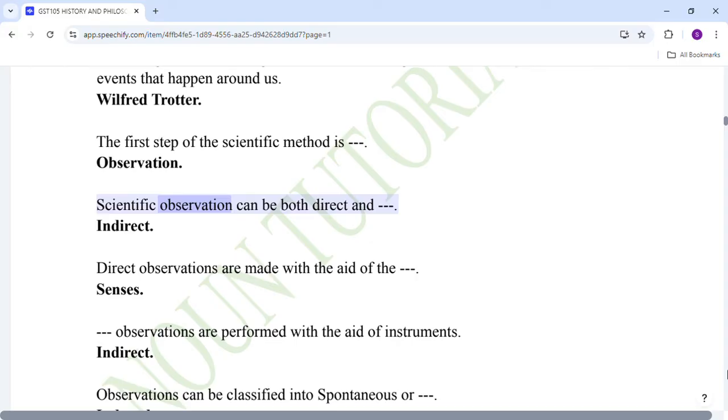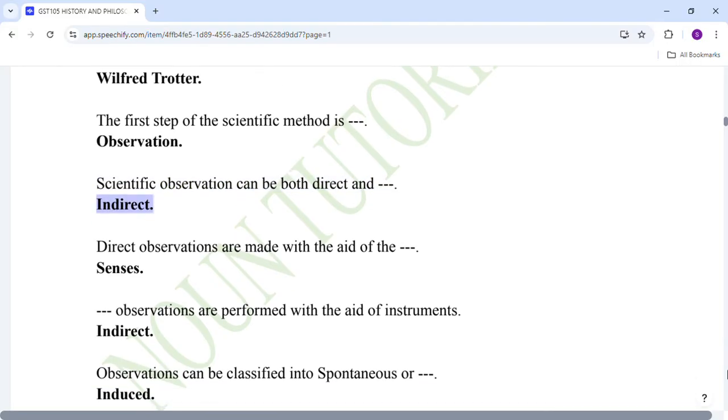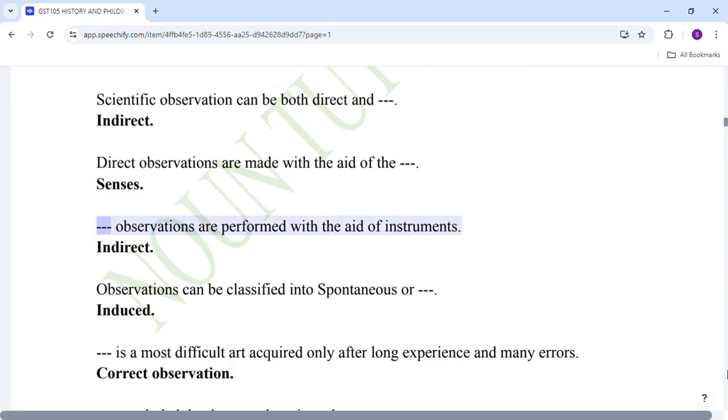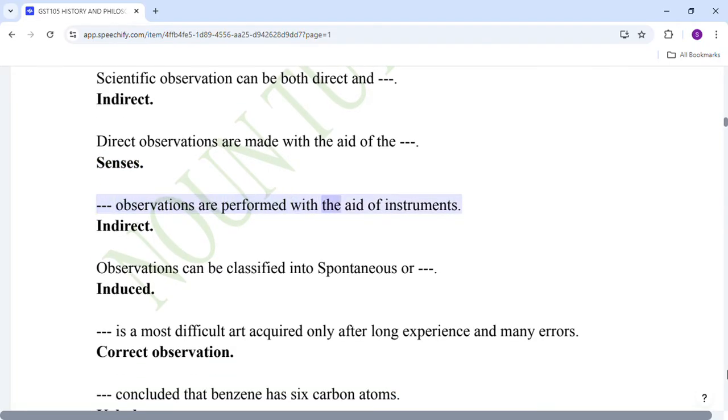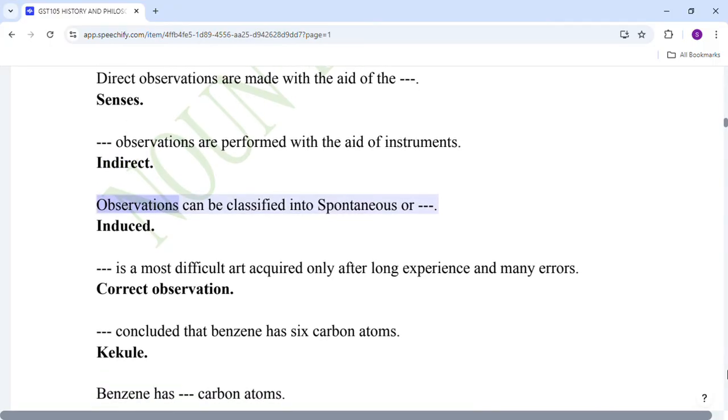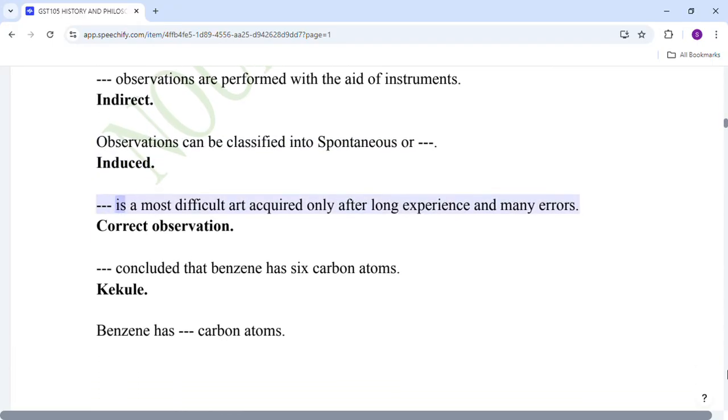Scientific observation can be both direct and indirect. Direct observations are made with the aid of the senses. Indirect observations are performed with the aid of instruments. Indirect observations can be classified into spontaneous or induced. Correct observation is a most difficult art acquired only after long experience and many errors.